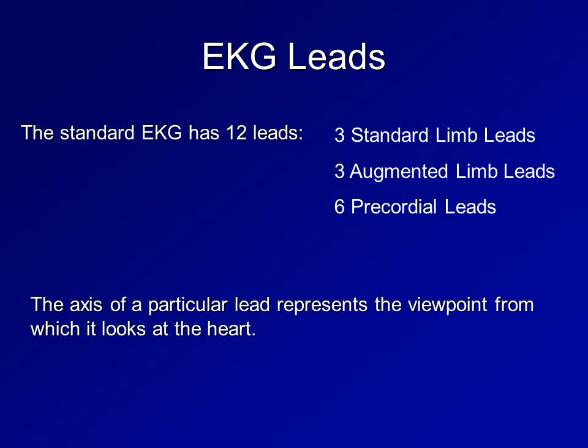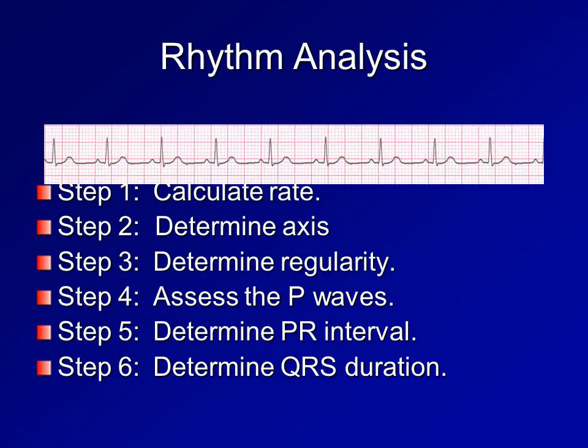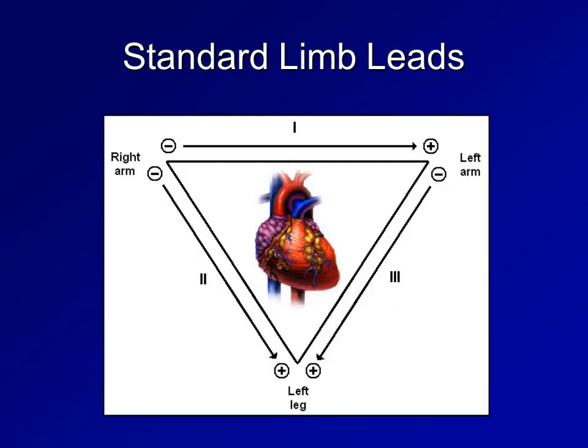The axis of a particular lead represents the viewpoint from which it looks at the heart. Rhythm analysis. Step 1. Calculate rate. Step 2. Determine axis. Step 3. Determine regularity. Step 4. Assess the P waves. Step 5. Determine PR interval. Step 6. Determine QRS duration.